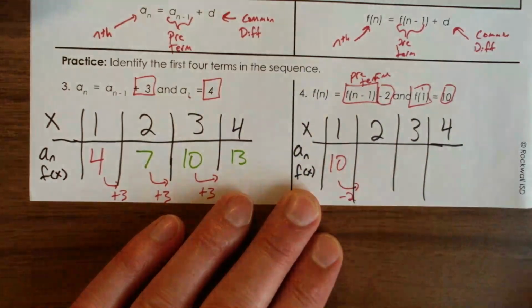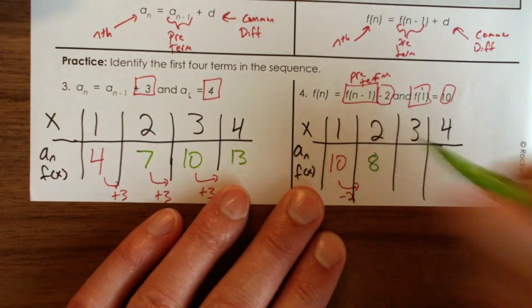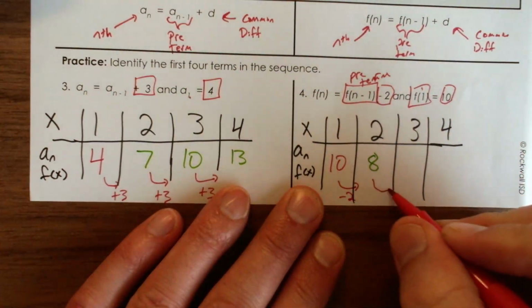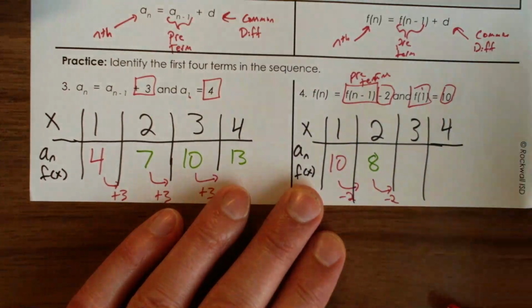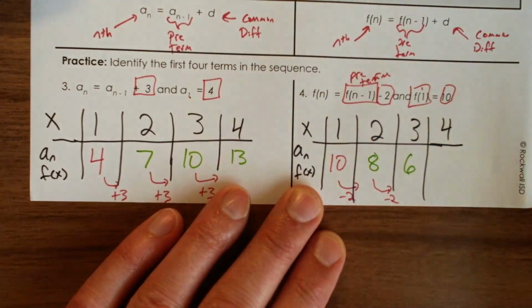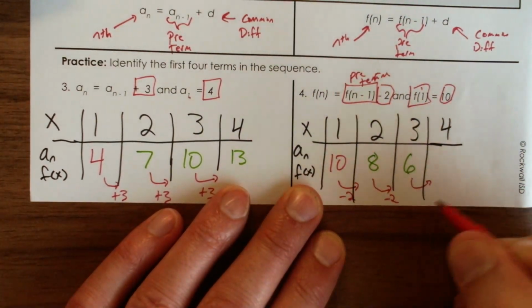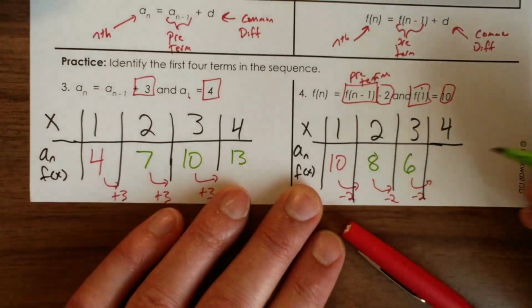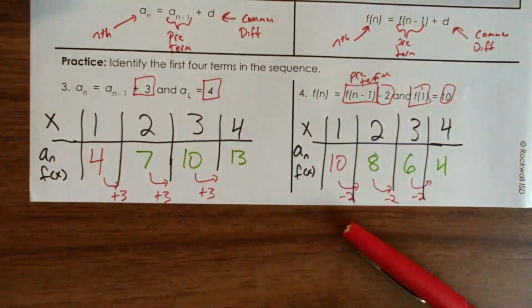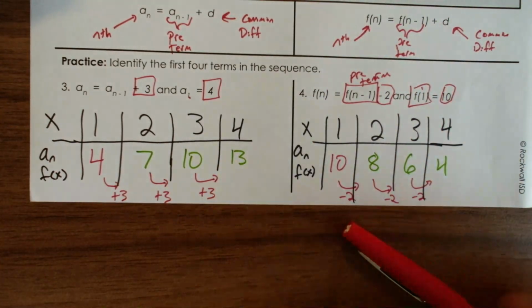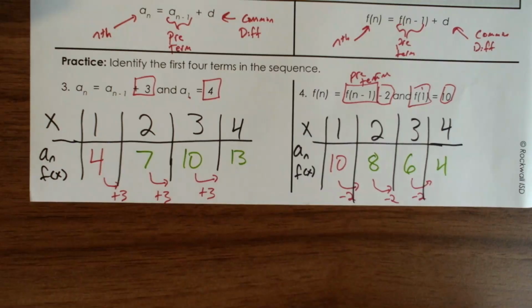And then I would go to my next term. I'm subtracting 2. 10 minus 2, that's 8. Next term, minus 2. 8 minus 2, that's 6. Next term, subtract 2 again. 6 minus 2, that's 4. So that's all I'm doing for these arithmetic sequences, okay? I'm just taking a piece away every single time.